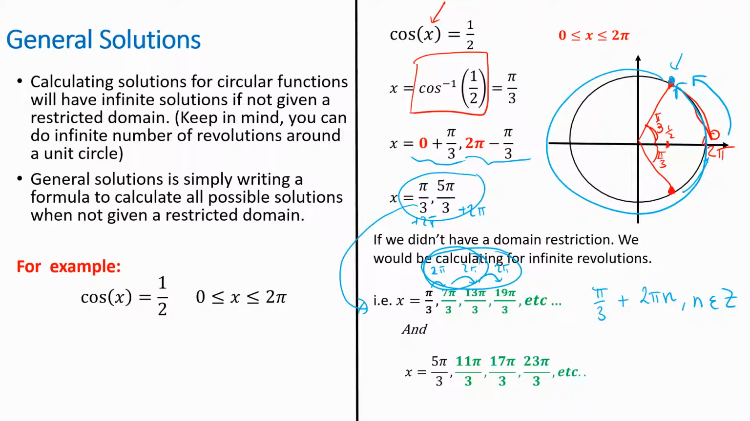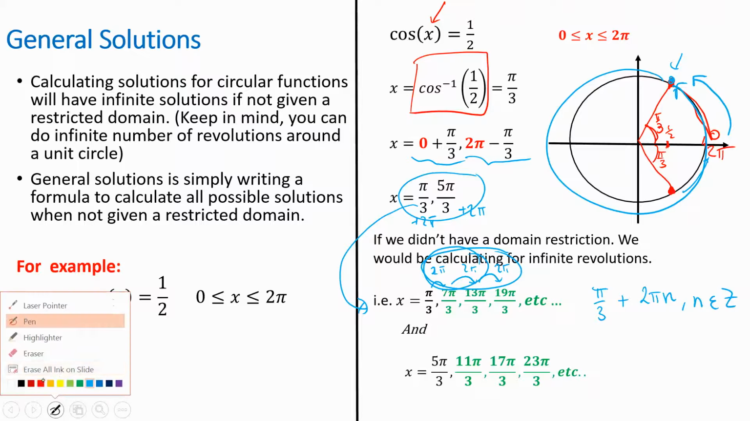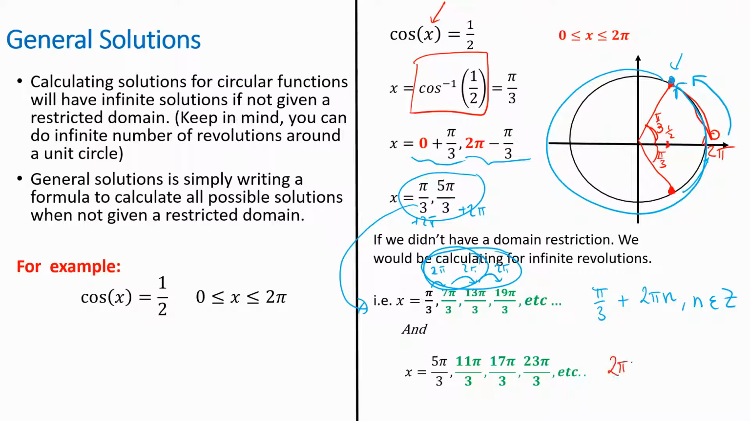This is your first general solution just for the one point at pi on 3. But you also need another one for 5 pi on 3. And how did you get 5 pi on 3? Well, you got 5 pi on 3 because you knew it was 2 pi minus pi on 3. That's how you got 5 pi on 3. And then for every point here onwards, you're going to add on another 2n pi. And that's all your general solutions for the first point and then for the second point. Now then we have to write a formula for you to work this out. But all I did was I just found out the two coordinates and then for each one I just plus 2n pi.